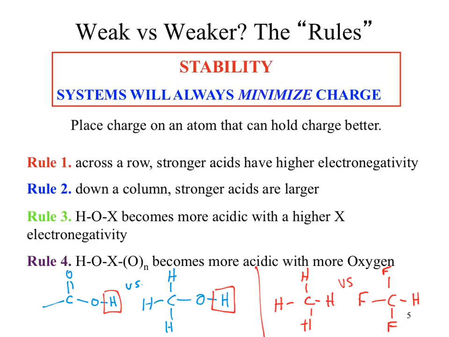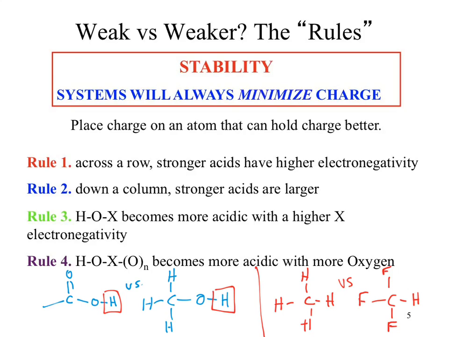When we compare those two, our conjugate base, where's the negative charge held? Oxygen. No atom size difference, no atom electronegativity difference. So we move to our next rules. Our next rule: becomes more acidic with higher electronegative elements attached. Okay, so we go out to atom X. Atom X in this case would be carbon. It's the same, so doesn't apply. Rule 4.